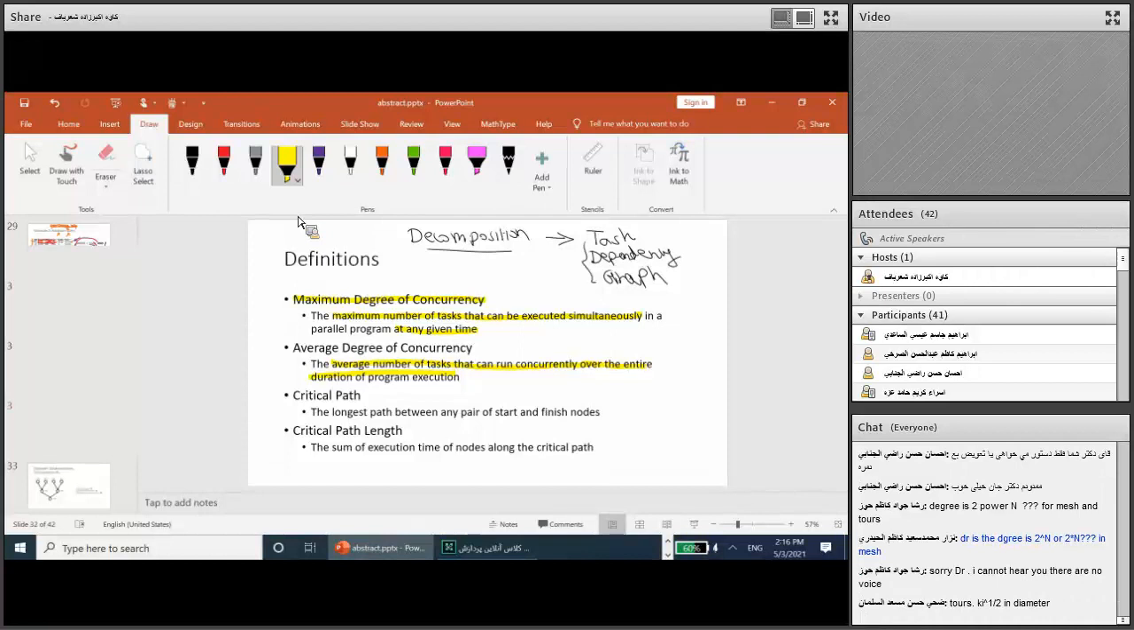Critical path. The diameter is your homework; you have to answer it. Critical path: the longest path between any pair of start and finish nodes. And critical path length: the sum of the execution times of the nodes on the critical path.